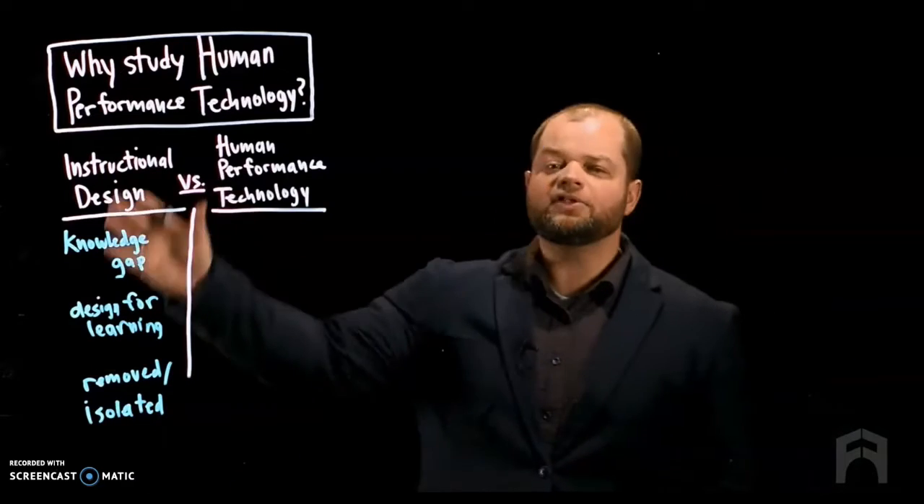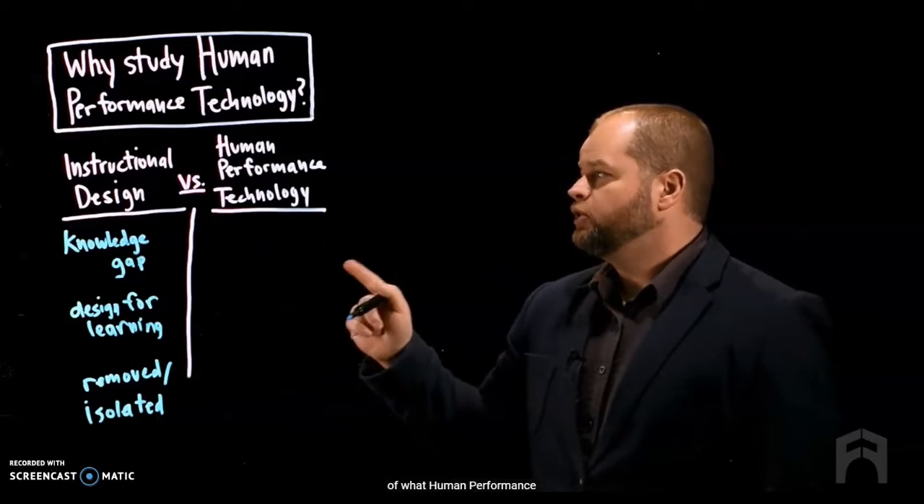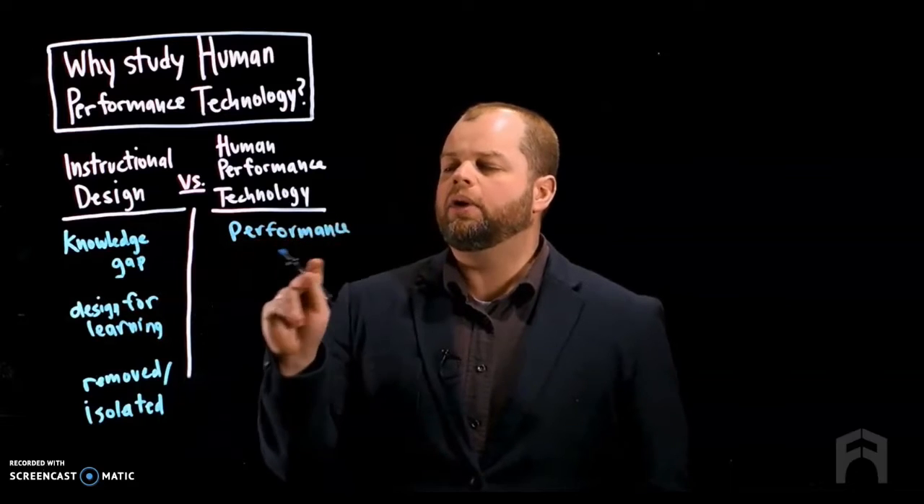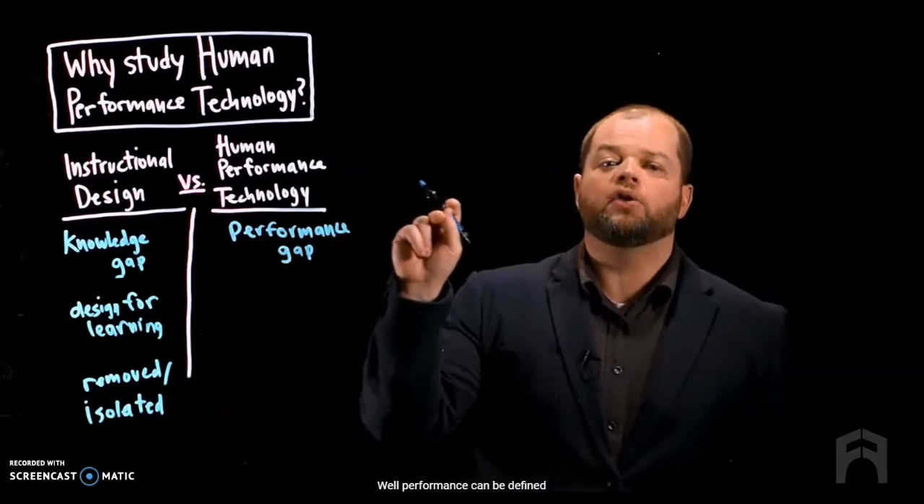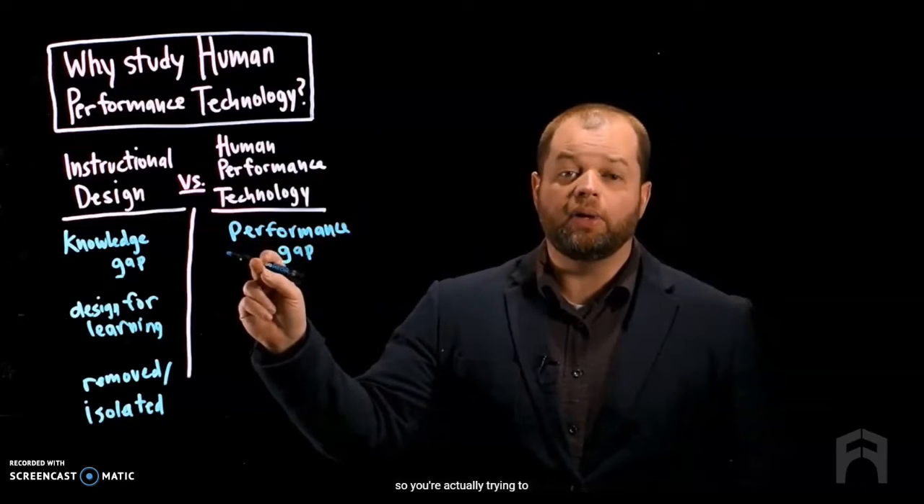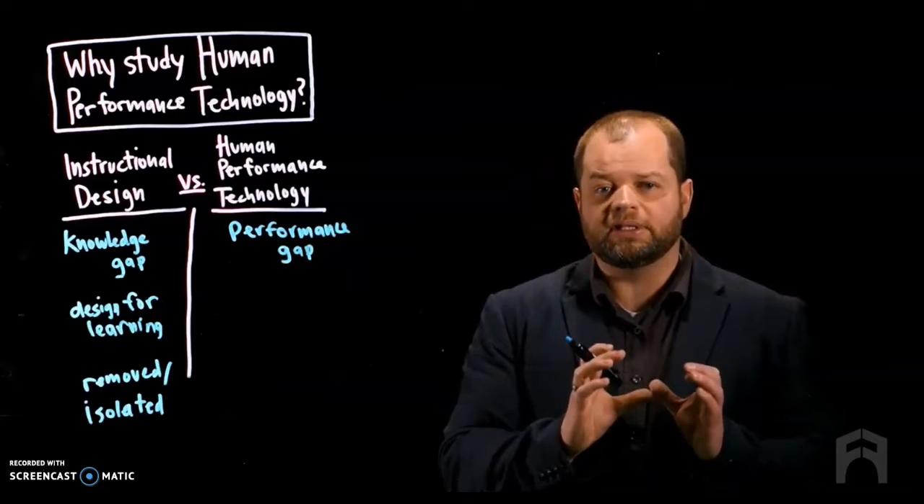Okay. So this is instructional design. Now let's look at the similarities, but the differences also, of what human performance technology typically focuses on. So, for example, when you're focusing on a knowledge gap in instructional design, you're actually focusing more on a performance gap in human performance technology. What do I mean by performance? Well, performance can be defined as behavior and results. Performance is behavior plus results. So you're actually trying to increase the right performance to achieve the results that this organization or this individual might have. Okay, so those are the differences there.